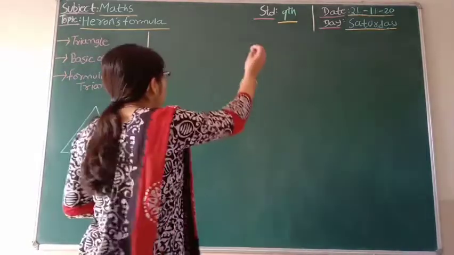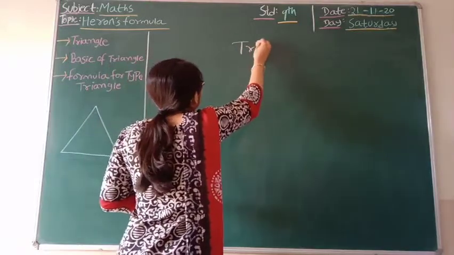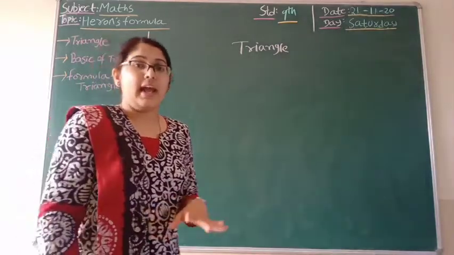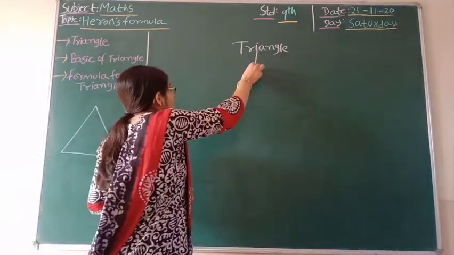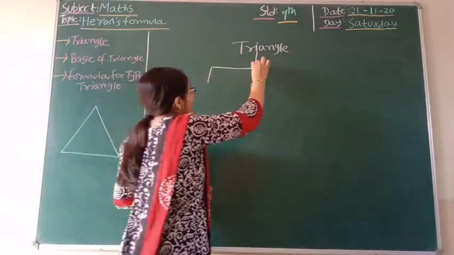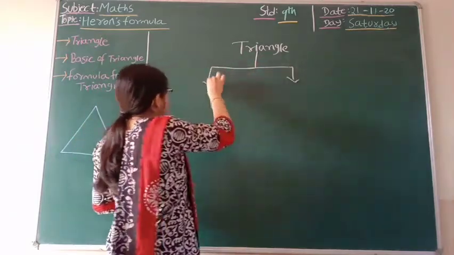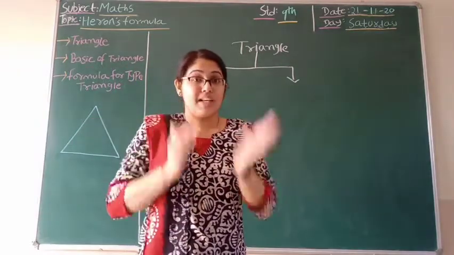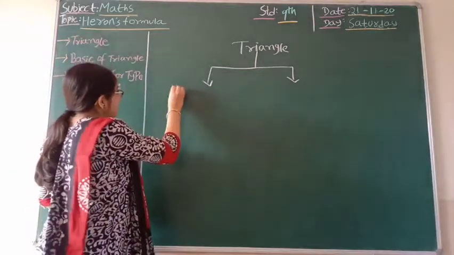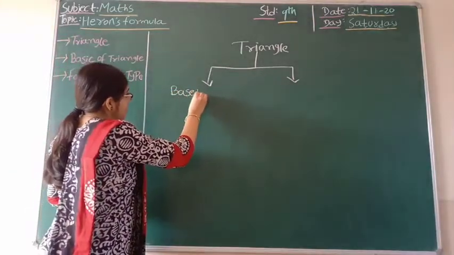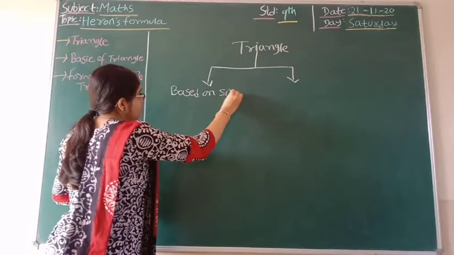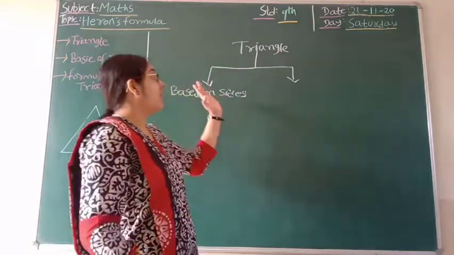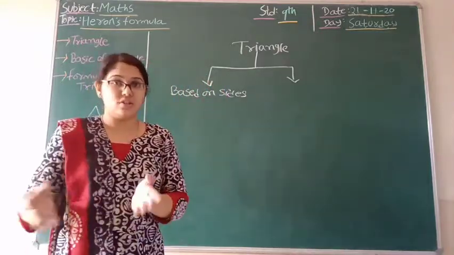So I am considering a triangle, right? And now if I need to classify this triangle, how do I classify it? I can classify this triangle in two ways. The very first way is based on sides. The very next way is based on angles.